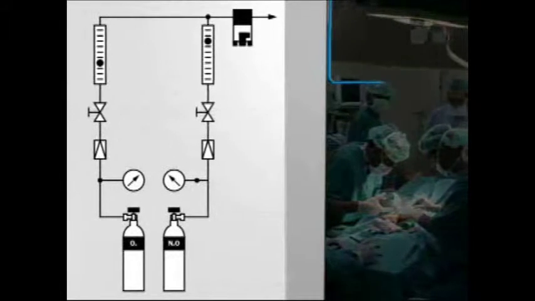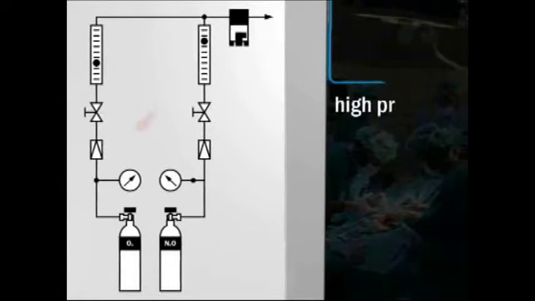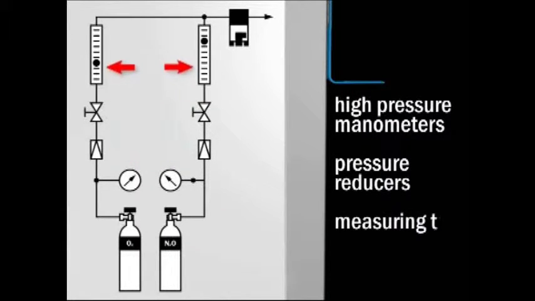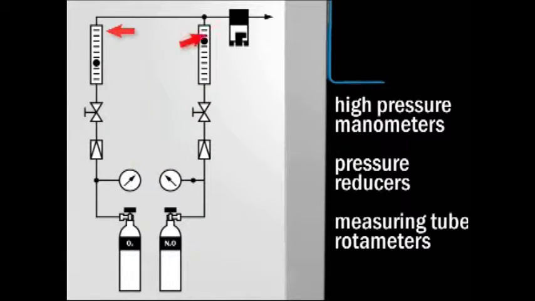The elementary components of an anesthesia machine consist of high-pressure manometers, pressure reducers, measuring tubes, also called rotameters, and a vaporizer.